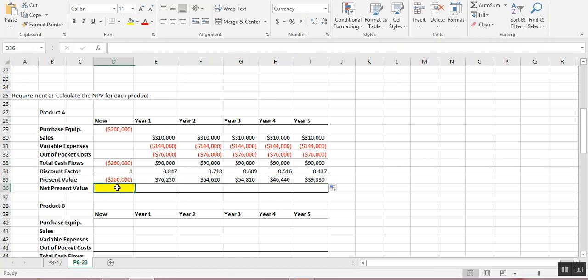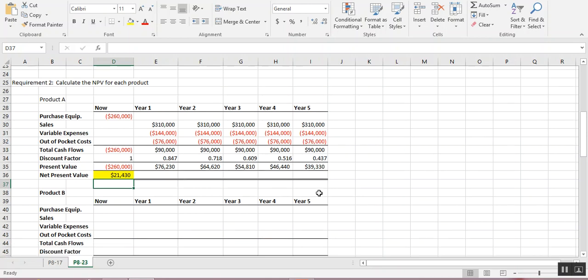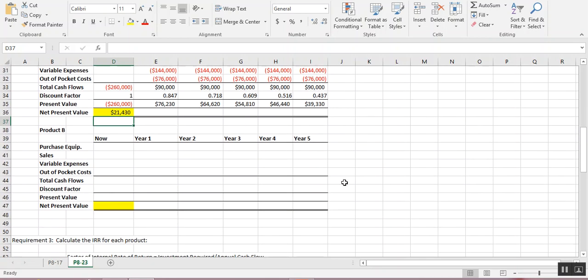And after we do that, we need to figure out the net present value of the entire product. So to do that, it's just the total of all of these cash flows. So you have an initial cash outflow, and then you have 5 cash inflows. So we're going to total those. So our net present value for product A is $21,430. So we're going to do exactly the same thing for product B.